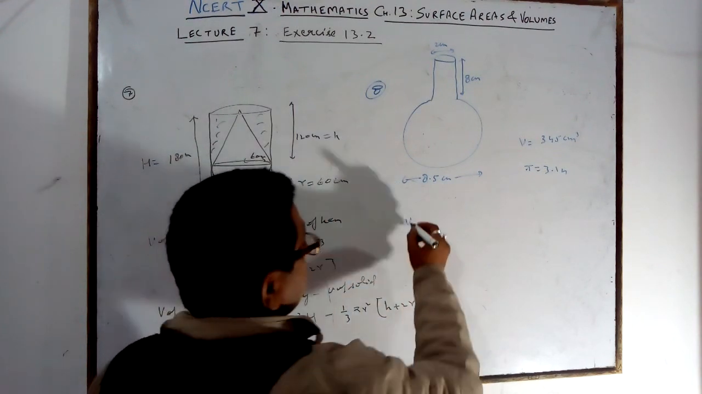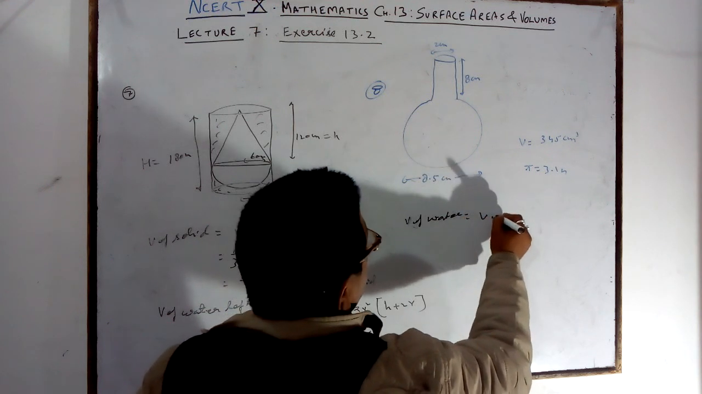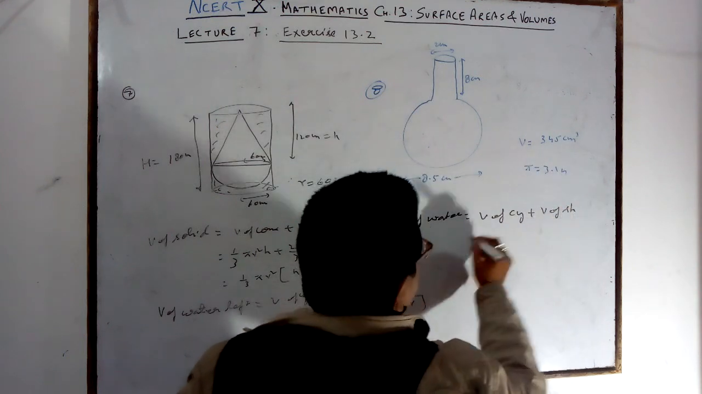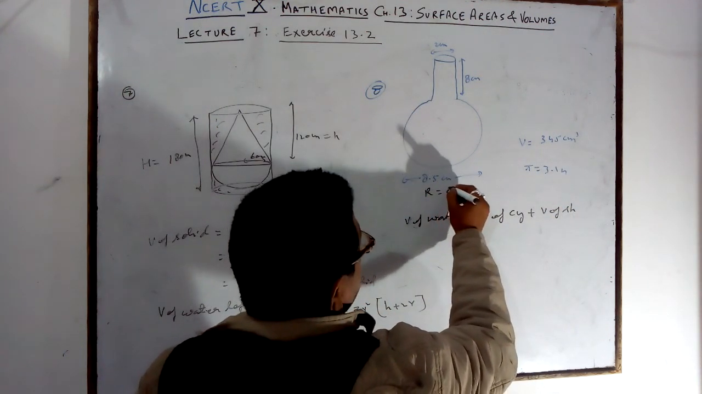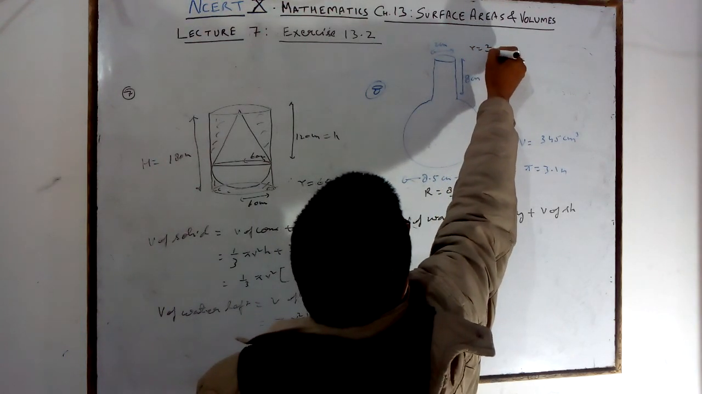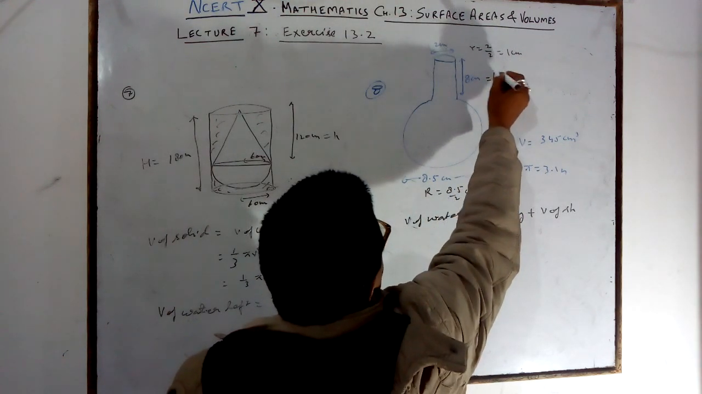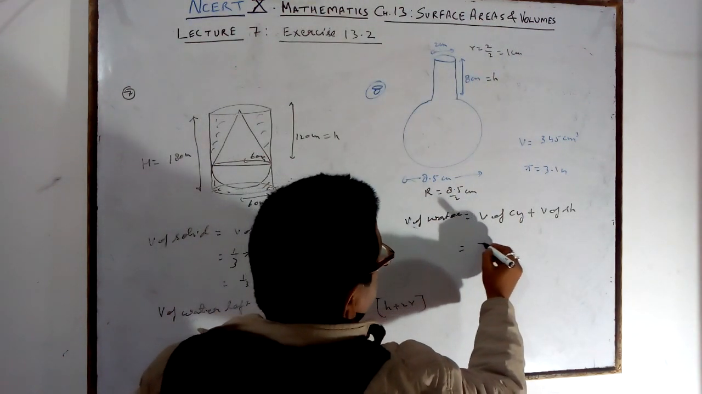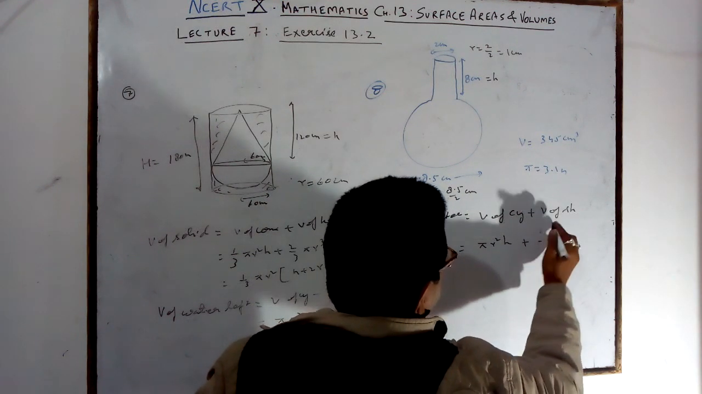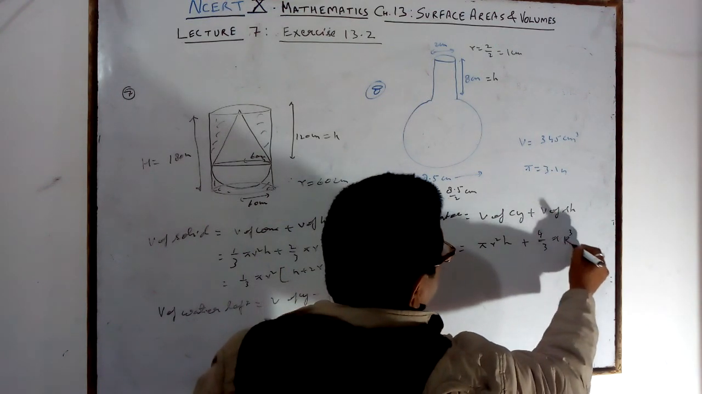You will find the volume of water, which is equal to the volume of cylinder plus the volume of sphere. The radius of the sphere is 8.5 by 2 centimeter, and the radius of the neck is 2 by 2, that is 1 centimeter, with height 8. The volume of the cylindrical part is pi r square h, and the volume of the spherical part is 4 by 3 pi capital R cube.